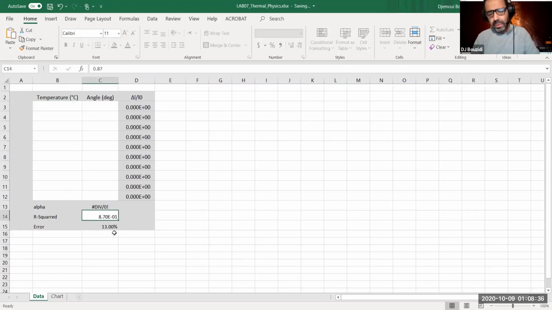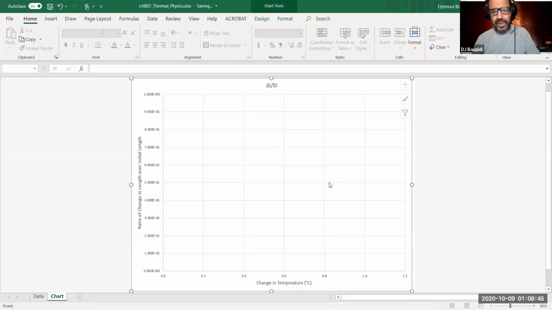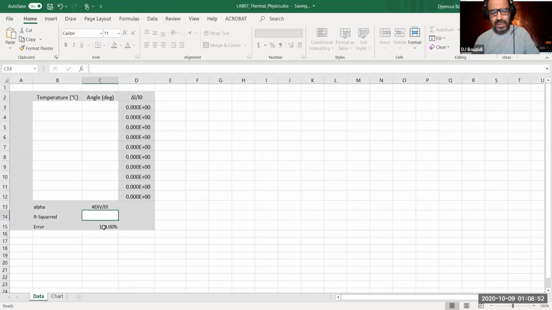So now it filled the rest, and it tells me that I have 13% error. Obviously, that's not the number I probably will get. I will get maybe a different number in here, okay, when I come in here. So R squared is going to be given in here. So all I have to do is copy it in here, okay?